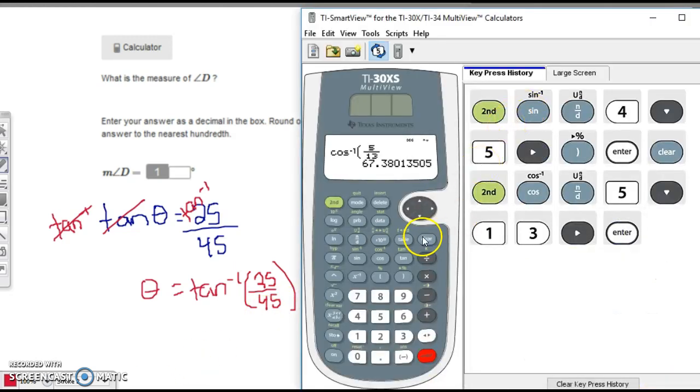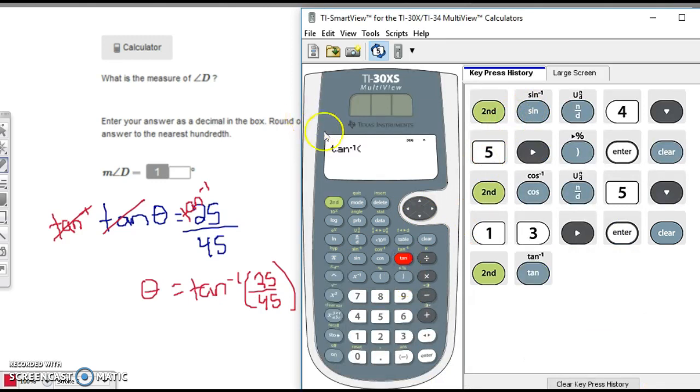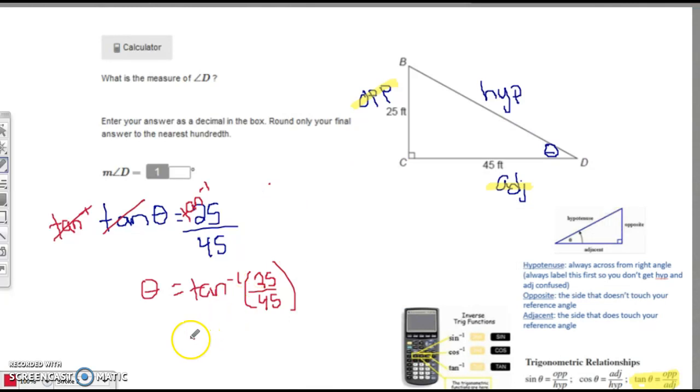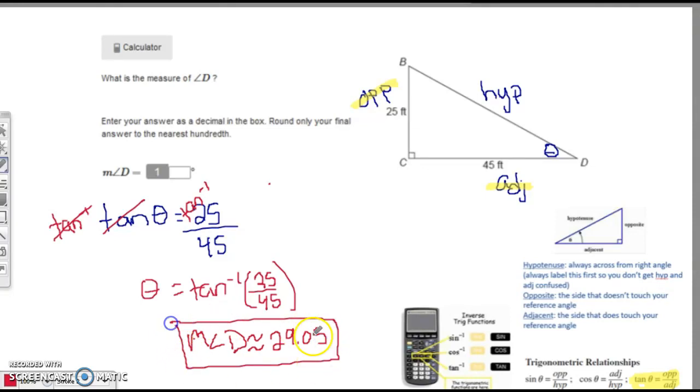So let's use this one this time. I'm going to do second tangent to get that inverse tangent. And by the way, I always use the fraction button, but I want you to see that you could just divide. You could do 25 divided by 45, because a fraction line just means division. So the measure of angle D is approximately 29.05 degrees.